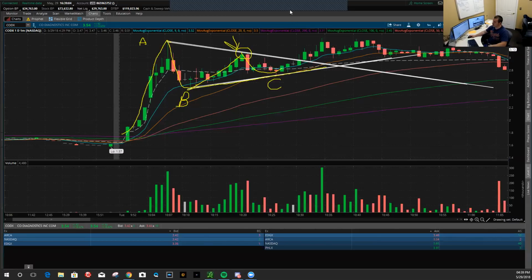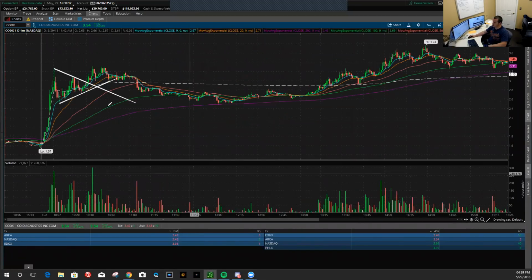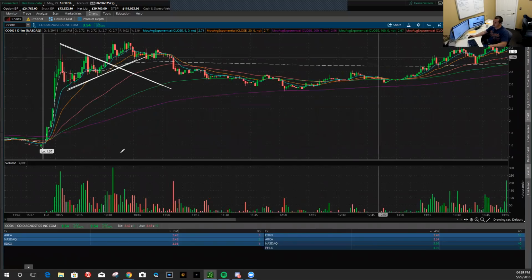Okay, and now if I were to zoom out here and clear everything off, tell me, doesn't that look like a pretty picture perfect pattern compared to what you would normally see online? It really does. Stock pops up, pulls back, goes higher, pulls back, and then runs.